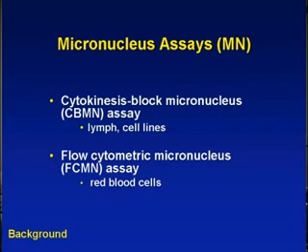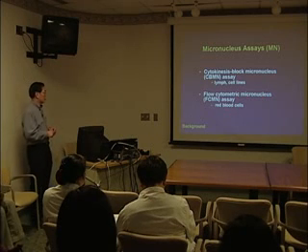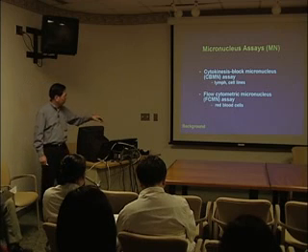Now, we said earlier there are two types of method that you can apply. One is called the cytokinesis block micronuclei method, or the CBMN, and most of the time you will use the lymphocyte from the peripheral blood or any kind of cell line or fibroblasts, even tumor cell line, to measure the degree of micronuclear formation. The second one involves flow cytometry. In this case, it only detects the micronuclei from red blood cells.